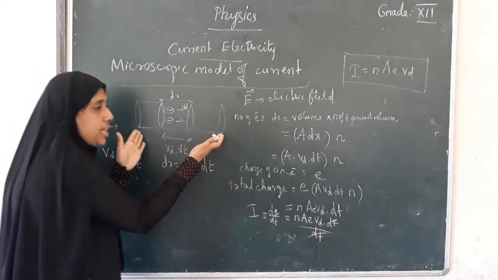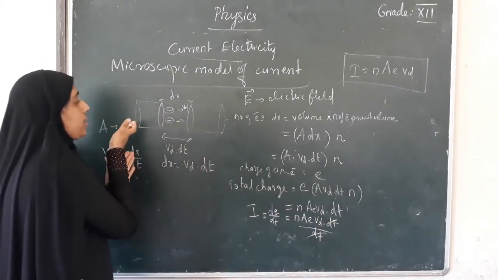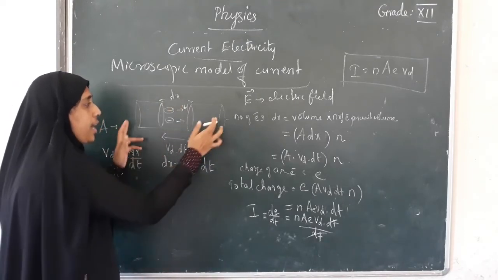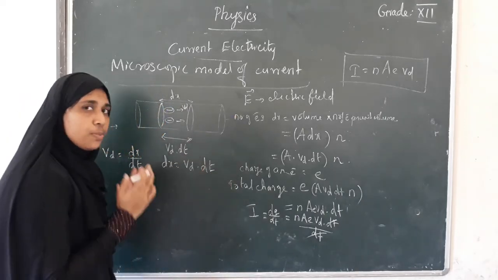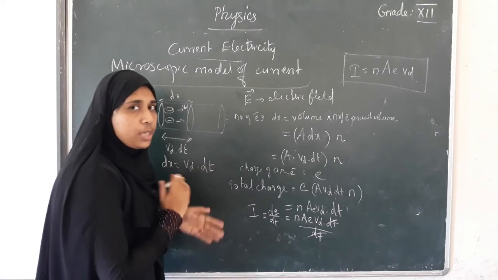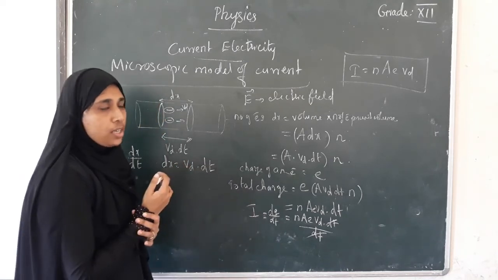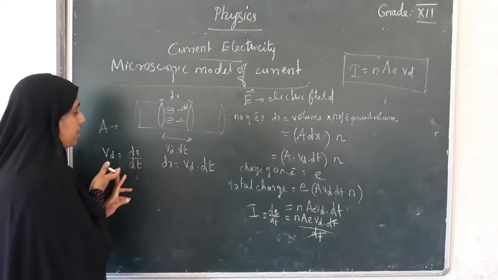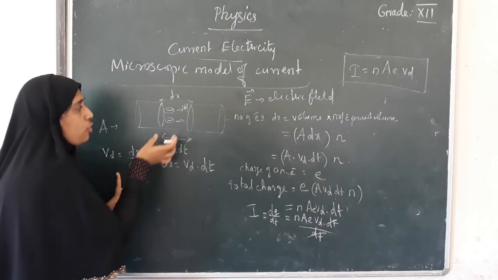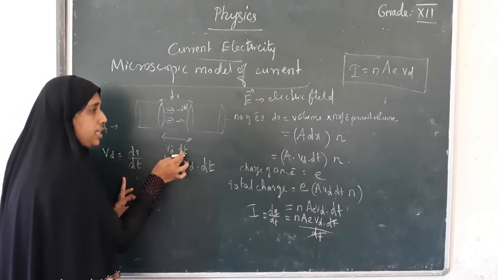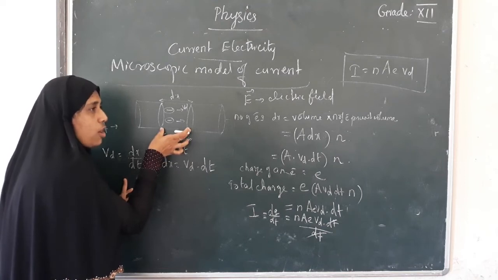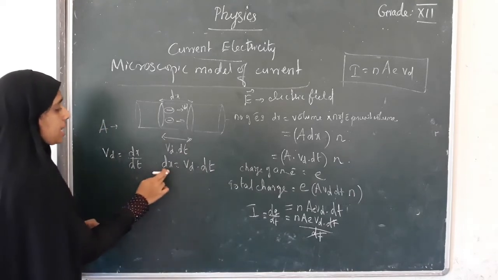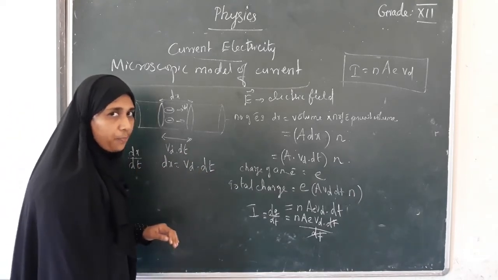Listen here, consider a conductor having area of cross section A. Here we are considering the particular length element dx. An electric field is set up across this conductor. So, because of the application of electric field, the electrons will drift towards one end with the drift velocity Vd. So, velocity can be written as dx by dt, that is the flow of charges in time interval dt in this volume element. So, Vd is equal to dx by dt, dx is equal to Vd into dt.